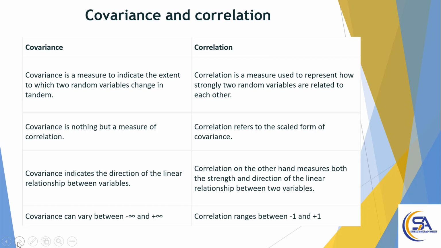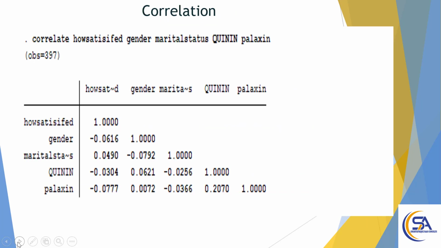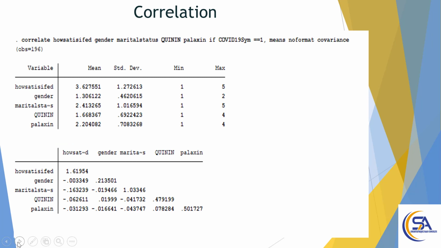A correlation analysis will tell you the way these variables are related, and also the strength of the relationship, and it ranges between -1 and +1, while covariance varies from -infinity to +infinity. So this is what the correlation result looks like. This is what it looks like.